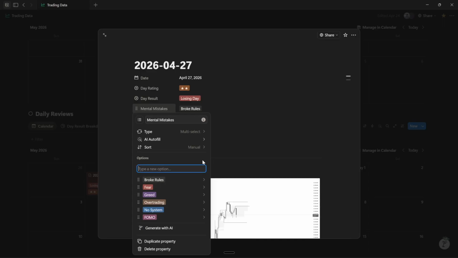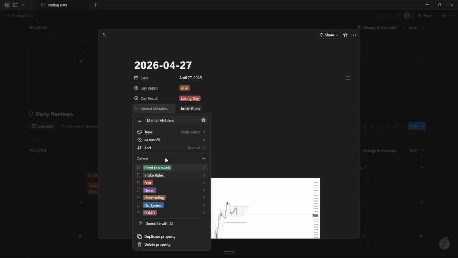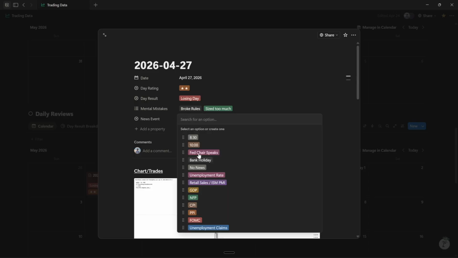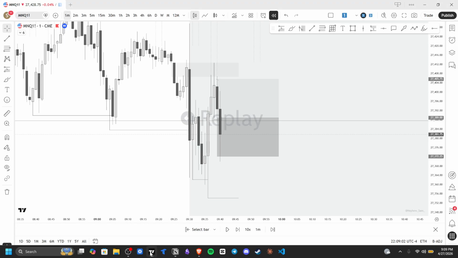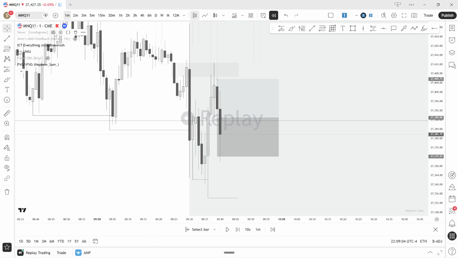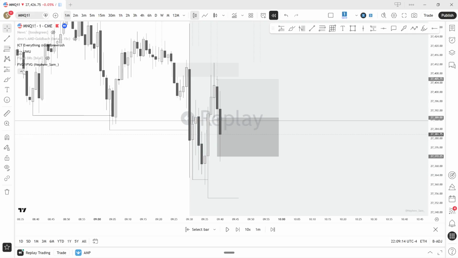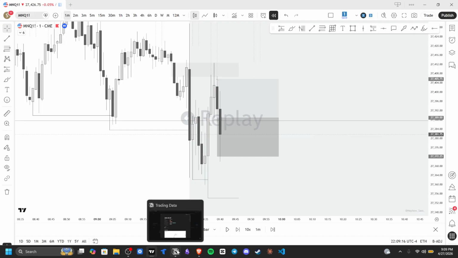Or oversized too much. I was in like three NQ contracts, which is way too much. So sized too much and broke rules. News event? I'm pretty sure there's no news. Let me double check. And yeah, skip through this if you just want to get to the part where I discuss the trade. Today was Monday, so no news was presented. So no news, low volume Monday.